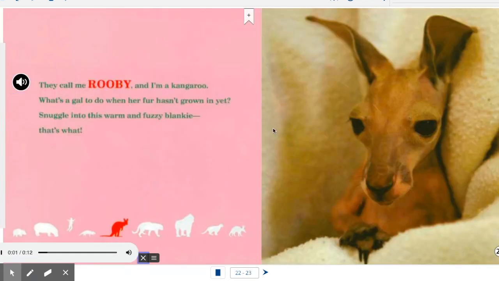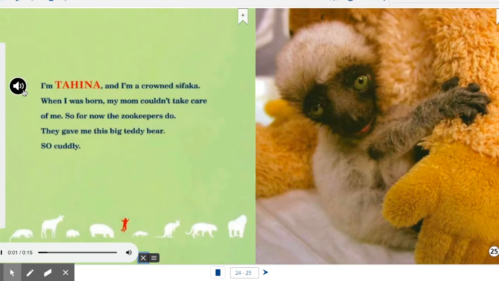They call me Ruby, and I'm a kangaroo. What's a gal to do when her fur hasn't grown in yet? Snuggle into this warm and fuzzy blankie. That's what. I'm Tahina, and I'm a crowned sifaka. When I was born, my mom couldn't take care of me. So for now, the zookeepers do. They gave me this big teddy bear. So cuddly.